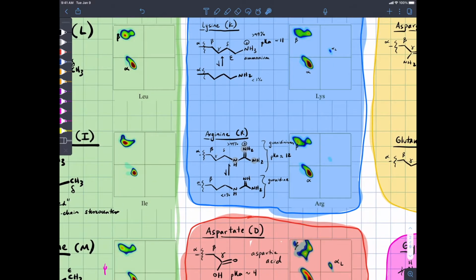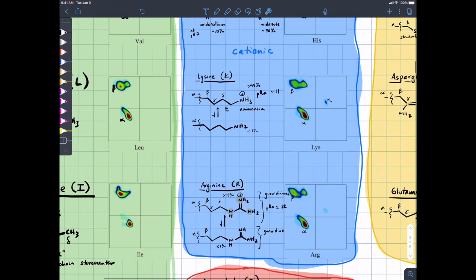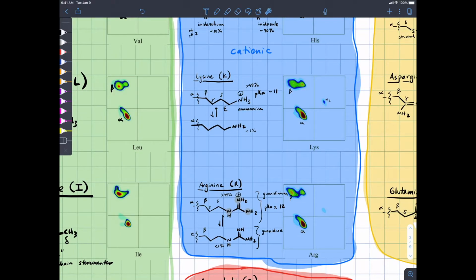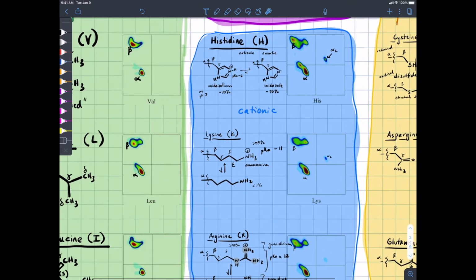Right. Okay, other questions? Yeah. This is the polar groups. These are polar and charged, so cationic.